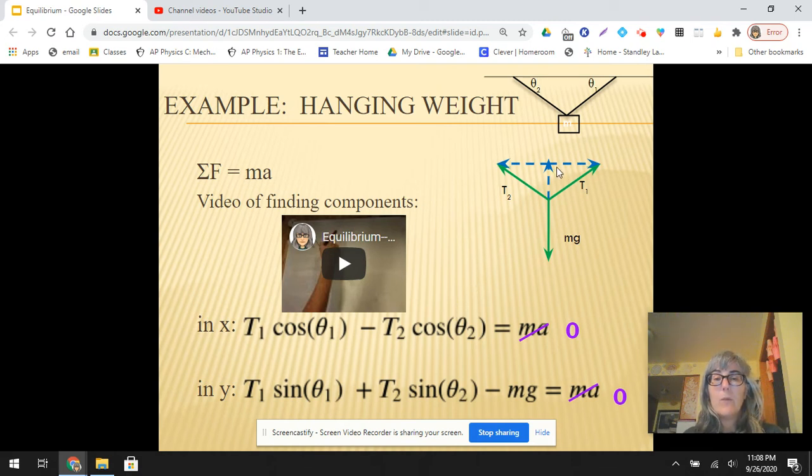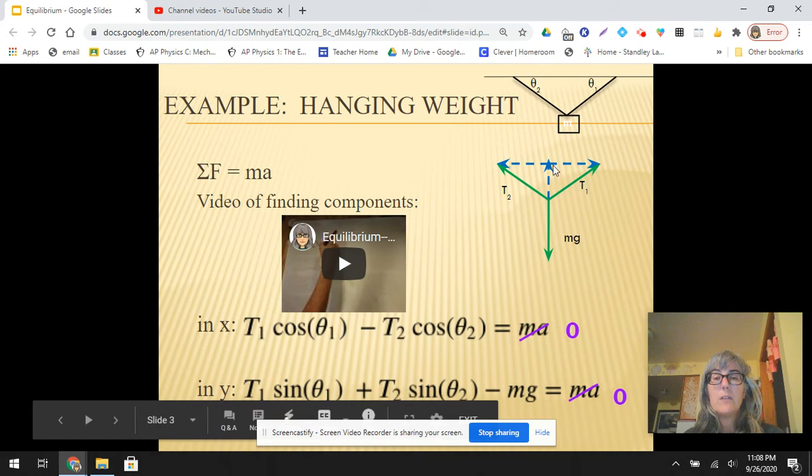And then still in the x direction, I also have this one, which is cosine. So I made positive to the right. So T1 cosine theta 1 to the right is positive. T2 cosine theta 2 is negative. That equals ma, and then that equals 0.